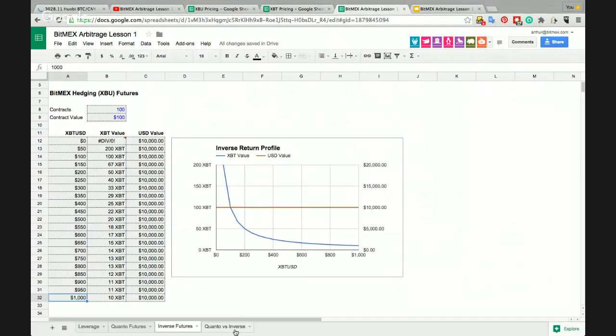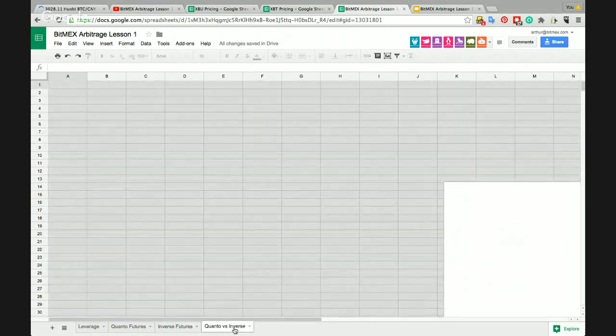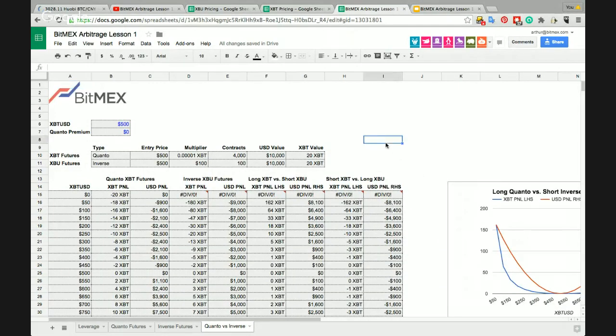Please refer to the quanto versus inverse tab. Okay, so a little bit more complicated now. Assume that we have a Bitcoin US dollar price of $500, and we have two types of futures contracts, the XBT quanto series and the XBU inverse series. Now, assume that we're going to have an equal exposure in both US dollar and Bitcoin terms at $500. And this is that table here with the multipliers, the number of contracts that we hold. And as you see here at $500, the US dollar and Bitcoin values are equal.